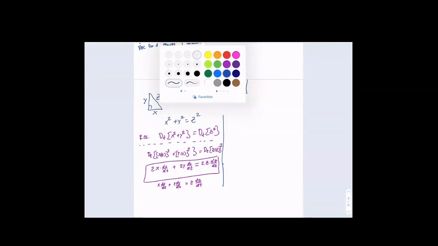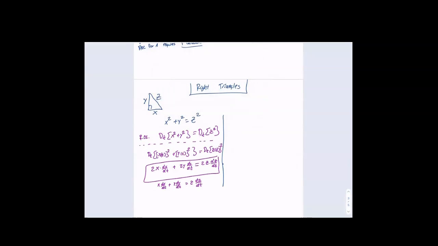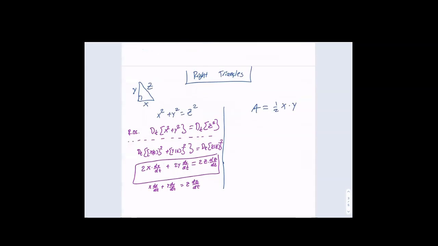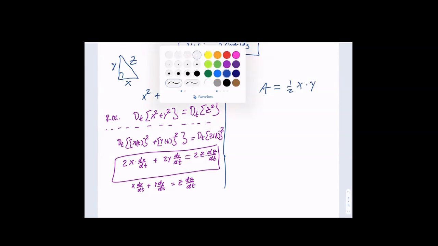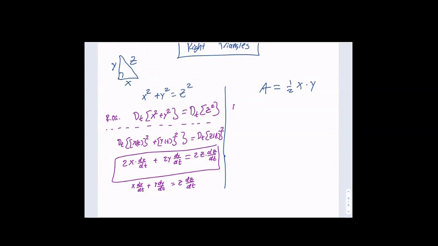Okay, and if I wanted to find area, A equals 1/2 x times y. The 1/2 is a constant. So if I want to differentiate this, I get what? The rate of change formula. I'm going to differentiate the left-hand side. So what do I get when I differentiate the left-hand side? dA/dt equals.